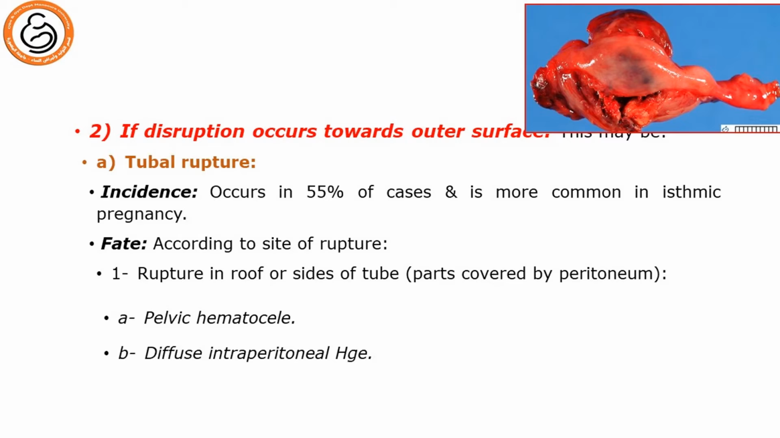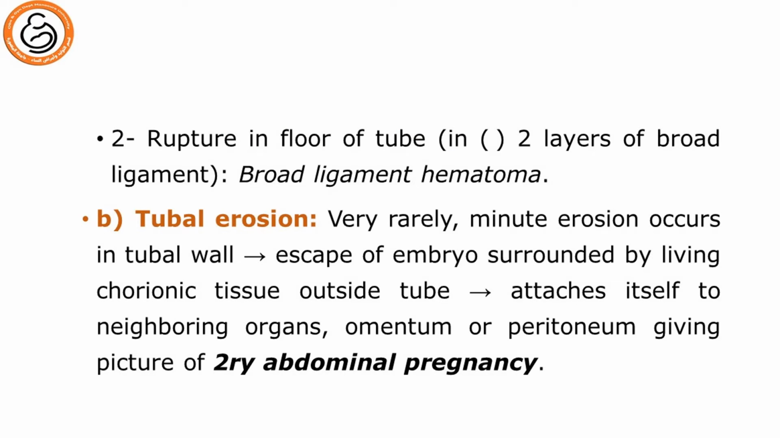If the disruption occurs towards the outer surface, towards the peritoneal surface, not the tubal lumen, we will have what's called tubal rupture. The incidence is more than half of the cases and it is more common in the isthmic pregnancy owing to the narrow tubal lumen at that site. The fate is according to the site of rupture. Rupture in the roof or side of the tube, which is related to the peritoneal cavity, will lead to pelvic hematocele and diffuse intraperitoneal hemorrhage. While if the rupture occurs in the floor of the tube between the two layers of the broad ligament, this will lead to accumulation of blood and forming a broad ligament hematoma.